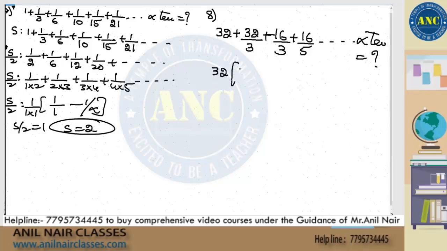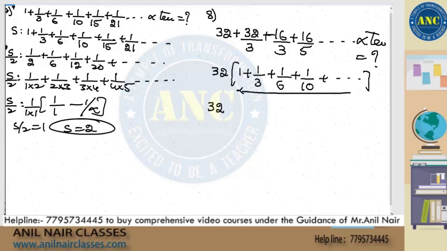If I take 32 common, 1 plus 1 by 3 plus 1 by 6 plus 1 by 10 and so on. So these are nothing but sum to infinite terms. Just now we discussed it is into 2. 32 into 2 is 64. I hope it is clear, right, sir?